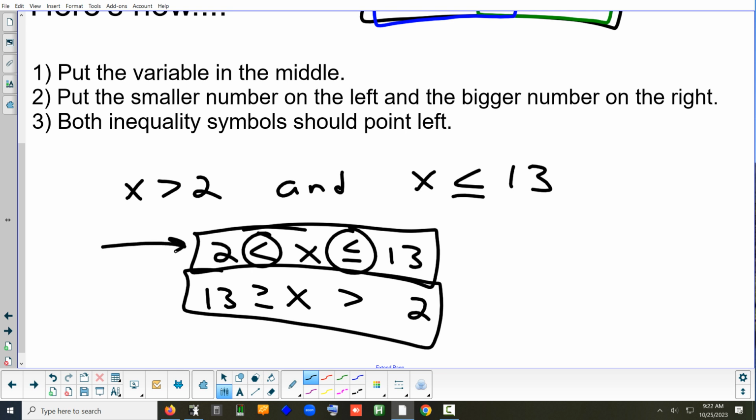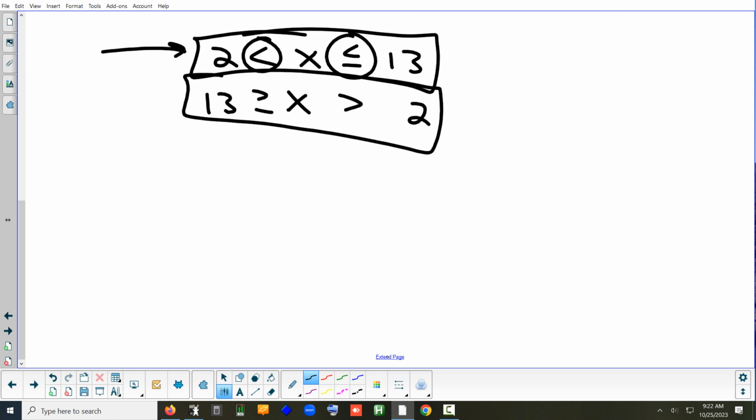I'm not really going to do the bottom one with you guys. But in the bottom one, I reversed everything. Instead of putting the smaller number on the left, I put the bigger number on the left. And I put the smaller number on the right, and I flipped the signs. But we'll stick with the top one. That's a good question. All right. Any question on the question? Now, what if I had this?